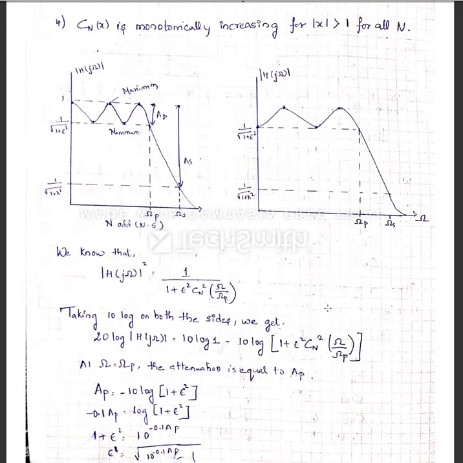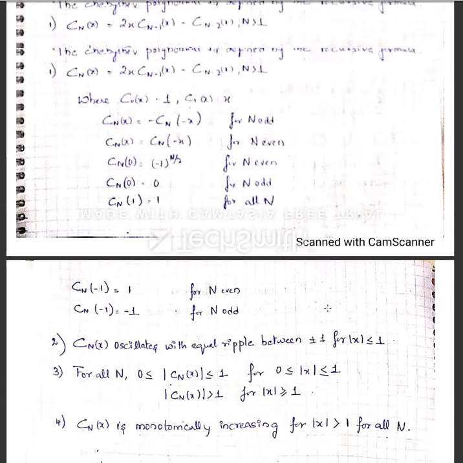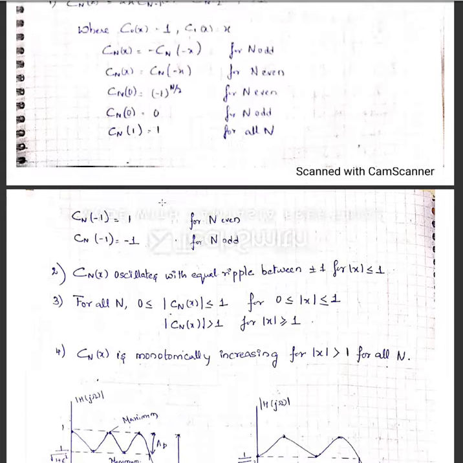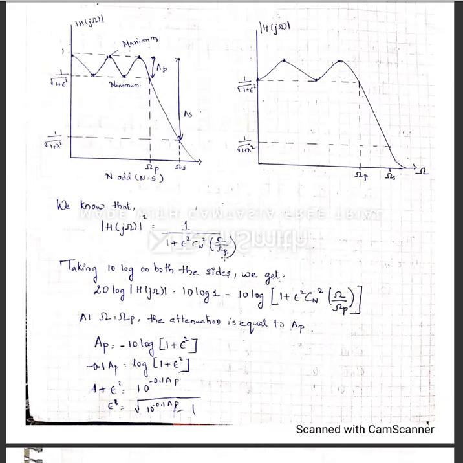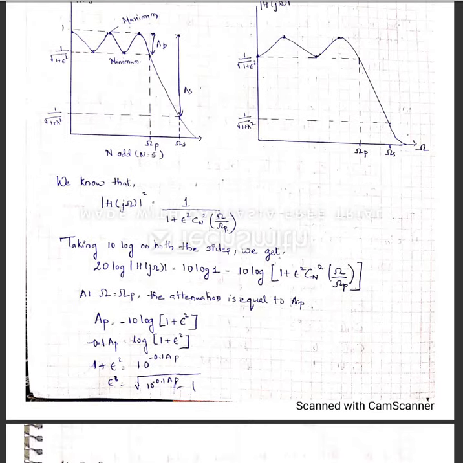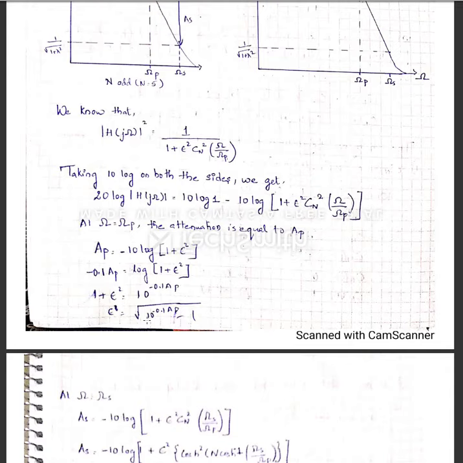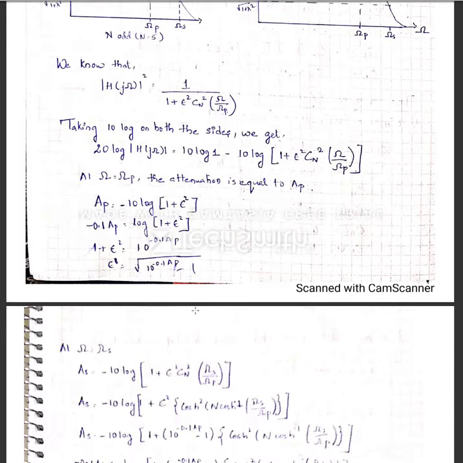or Cn(x) for any value of n. We are not considering whether n is odd or even here, is 1. See, Cn of 1 is equal to 1, so Cn square 1 will definitely be 1 again. So this entire term becomes 1, and we end up getting the attenuation at omega p, which is Ap, given as minus 10 log of 1 plus epsilon square. Clear? Okay, taking 10 here and taking the log to the left hand side, we end up getting epsilon as root of 10 to the power 0.1 Ap minus 1.